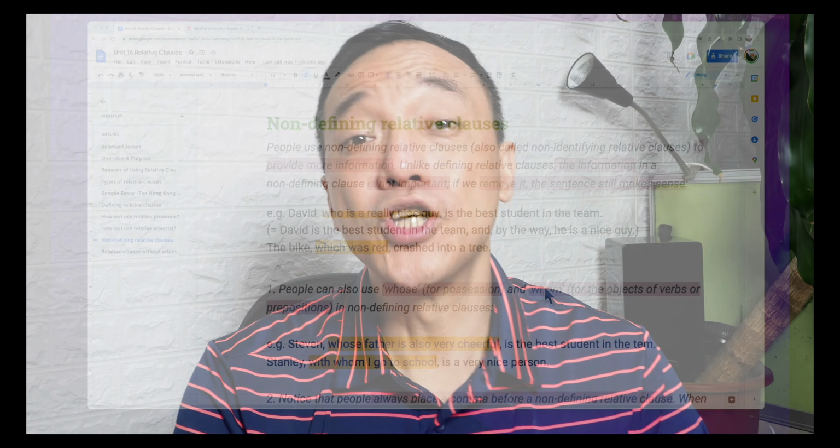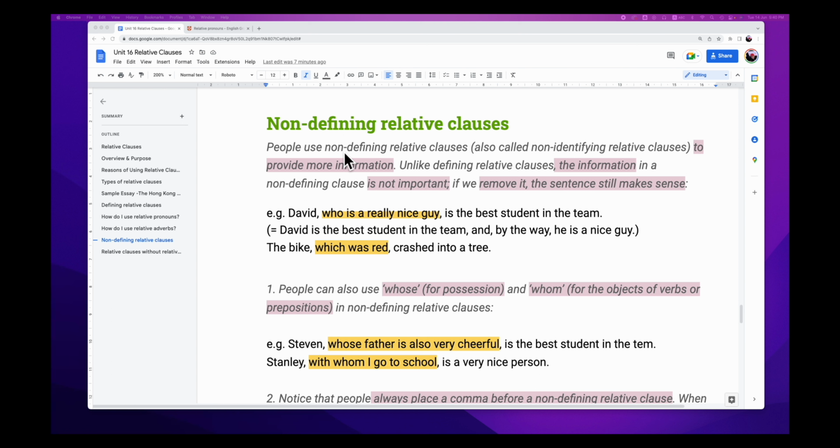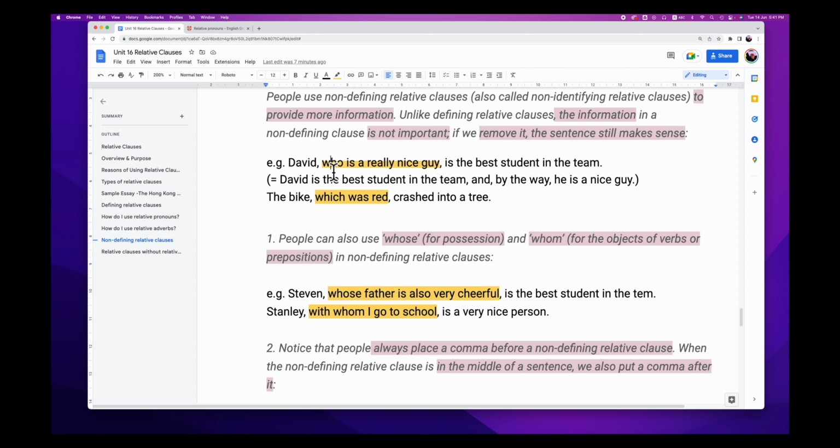So first of all, we talk about what non-defining relative clauses are. Let's take a look at the following examples. People use non-defining relative clauses, also called non-identifying relative clauses, to provide more information. Unlike defining relative clauses, the information in a non-defining clause is not important. If we remove it, the sentence will still make sense. Example, David, who is a really nice guy, is the best student in the team. It means David is the best student in the team, and by the way, he's a nice guy.